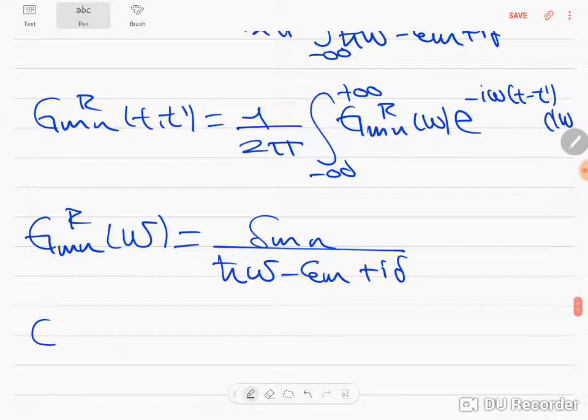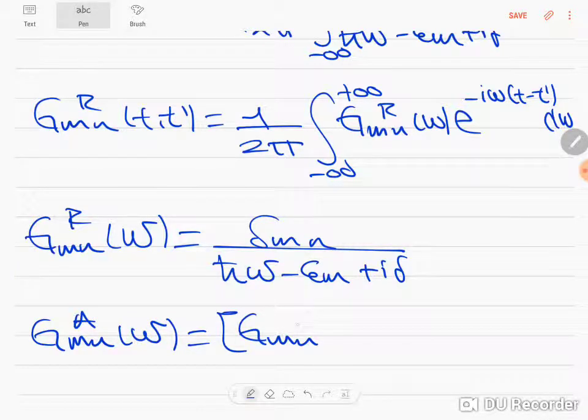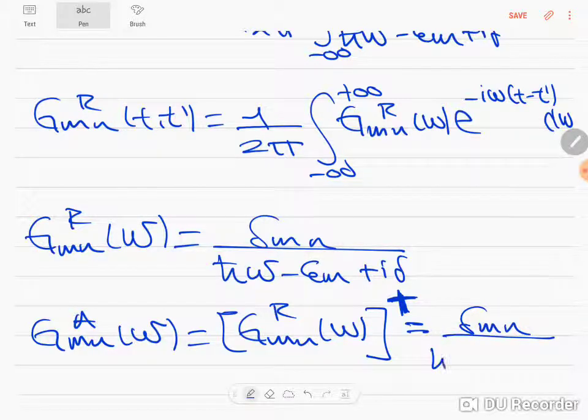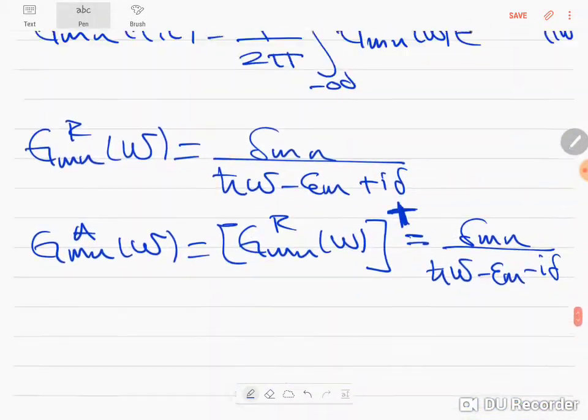And then one can prove, because G_mn advanced of omega is equal to G_mn retarded of omega dagger, that's complex conjugate. Just because we have a single particle picture here, this is not a matrix, and so we don't have transposing, only complex conjugation. This is nothing but delta_mn over h bar omega minus E_m minus i delta. So now we have our spectral representation.